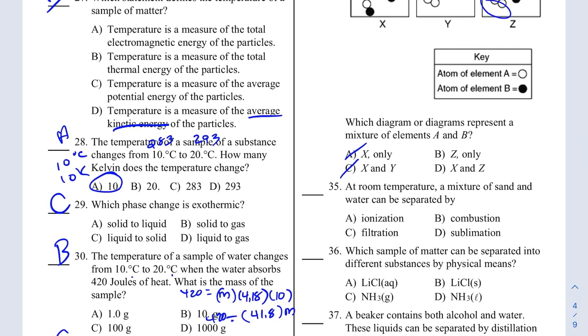At room temperature, how could you separate sand and water? So sand and water: ionization, combustion, filtration, sublimation. Well, I could do filtration because the sand particles are large and they would stay in a filter and the water would pass through the filter. The other ones don't even make sense.